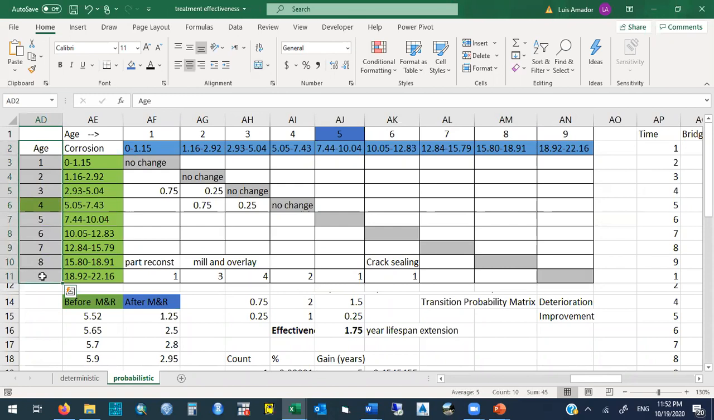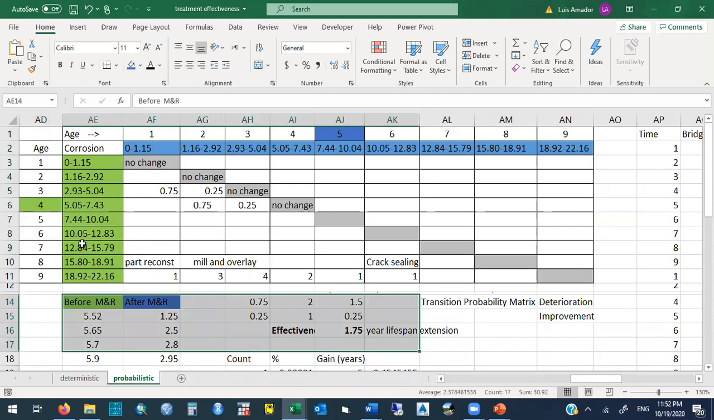This is only for 9 years. This typically goes on and on, up to 2025 or more. But I wouldn't be able to show you the example and do this here. Yes, go ahead. Is it possible that only crack sealing might extend the life for maybe 4 years?